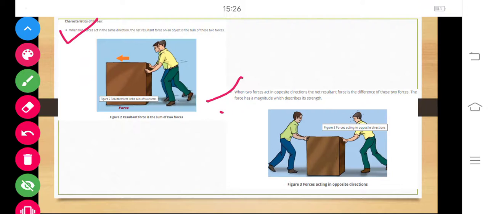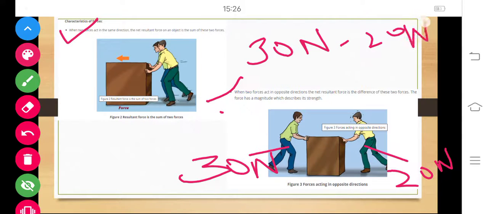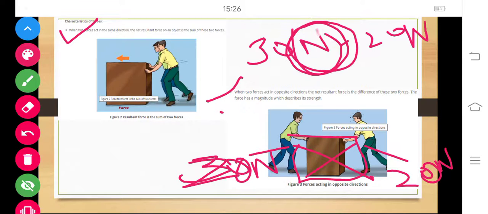The other thing is, if now in the other situation, the two of you are using the force on different sides. So if your friend is using 30 N and you are using 20 N, what will be the resultant force? Means how much force will be applied on that box? So that will be 30 N minus 20 N, because if both apply the same force, then the object will not move. Okay, so what is N?